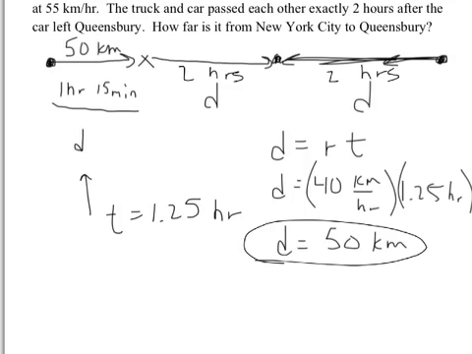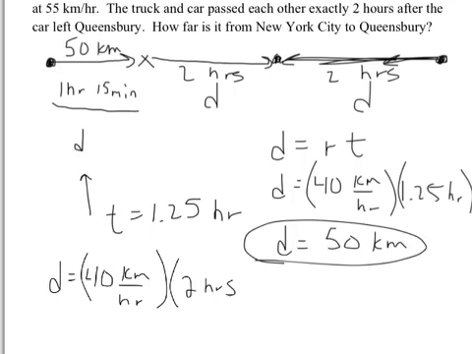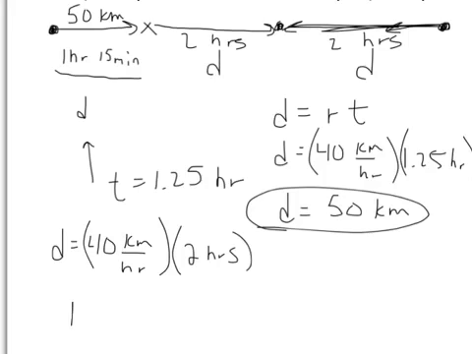So for the truck now, for this portion of the trip, still traveling at 40 kilometers an hour, distance is 40 kilometers per hour times the time period of 2 hours. Well, that's 2 times 40, which is simply 80. So that means that that part of the trip is 80 kilometers. So that's this right here.